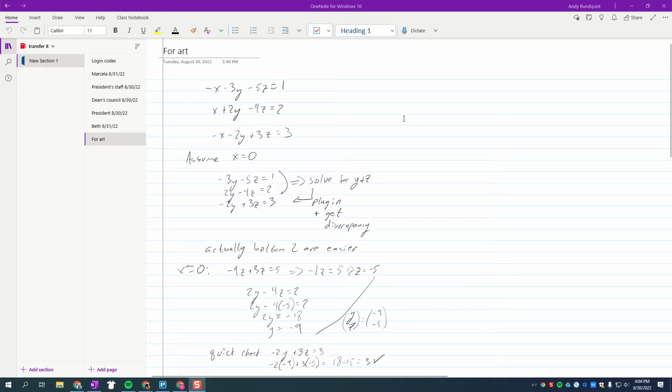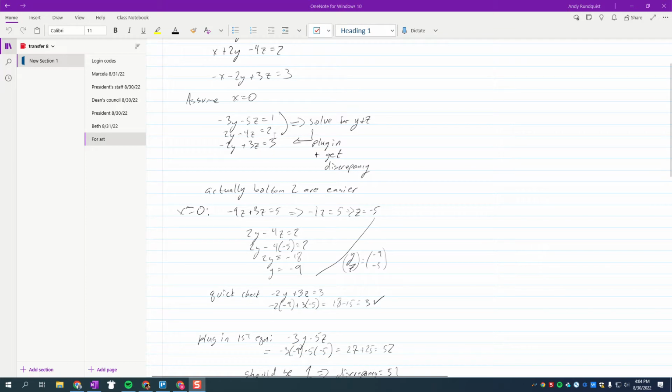Hey Art, here's the way I'm thinking about it. Here are your three equations. What I was thinking of doing is saying, well, let's just make a guess that x equals 0. Then I would get these three, and I could solve any two for y and z. Turns out solving the bottom two is easy because you can see that the y's are going to go away.